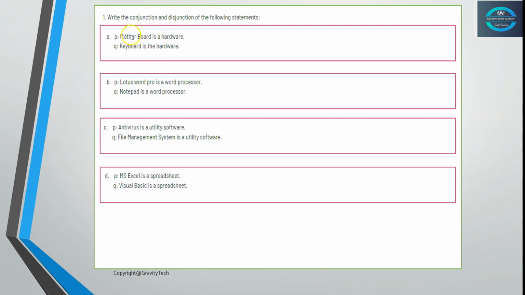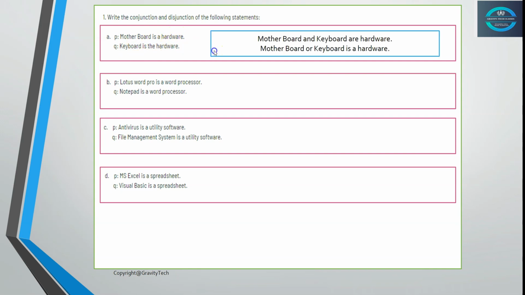So let's take the first example. There is a statement P. How is this read? P is a statement: Motherboard is hardware, and Q is a statement: Keyboard is the hardware. We have to add these two using conjunction, meaning and. What will you do? Motherboard and keyboard are hardware, because hardware is common. So motherboard and keyboard are hardwares. And with or, motherboard or keyboard is a hardware.